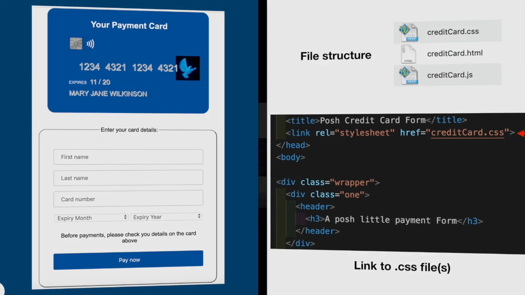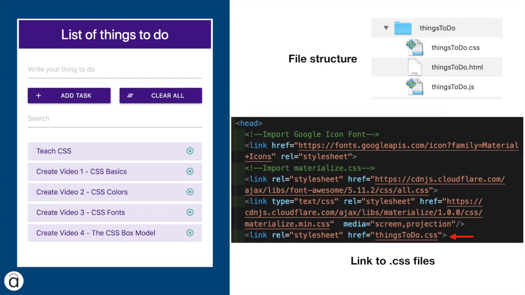Let's have a look at another one. Here's another little application I've created. I'm using it all the time with a list of things to do. On the right hand side again, look at the file structure. So I've got a folder with things to do, and then 3 files: things to do.html, things to do.css, and things to do.javascript. So let's have a look at the code below.